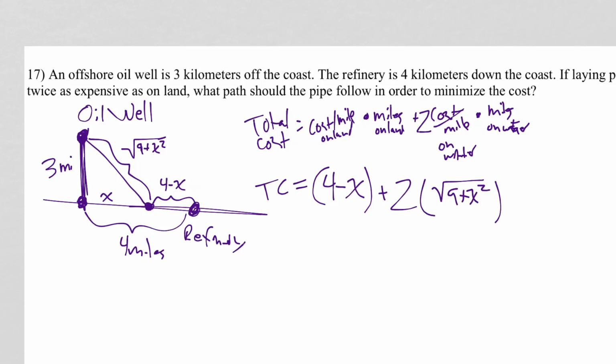It's kind of weird because we don't have specific costs to work with, but it doesn't matter because the relationship is the same. This is going to be our cost on land. This is the cost on land times 2 because it's twice as expensive to do the bit on water. And we have that coefficient of 2. So we are accounting for that.